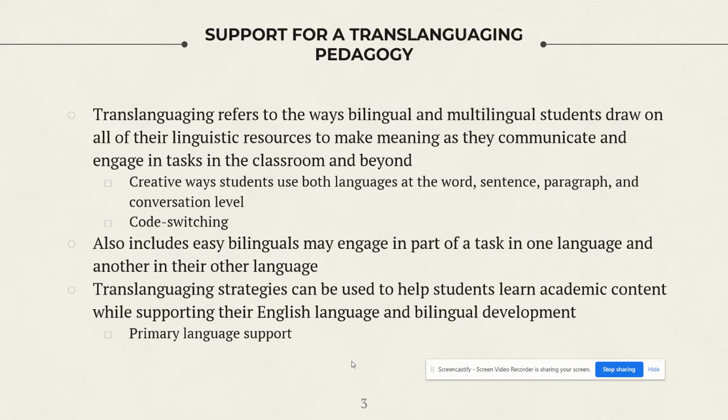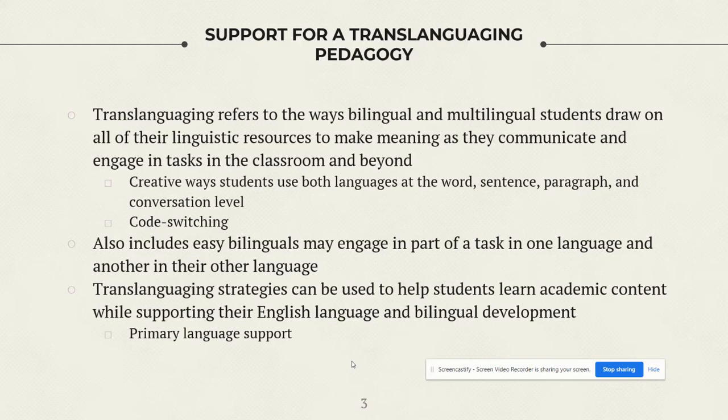Sometimes this is also referred to as code switching. I would argue that code switching involves the context also, but sometimes these words are used interchangeably a little bit. It also includes that bilinguals may engage in part of a task in one language and another part in their other language. So it's this idea that for some tasks, bilinguals may be discussing in their home language, but then in English for another task, for example.